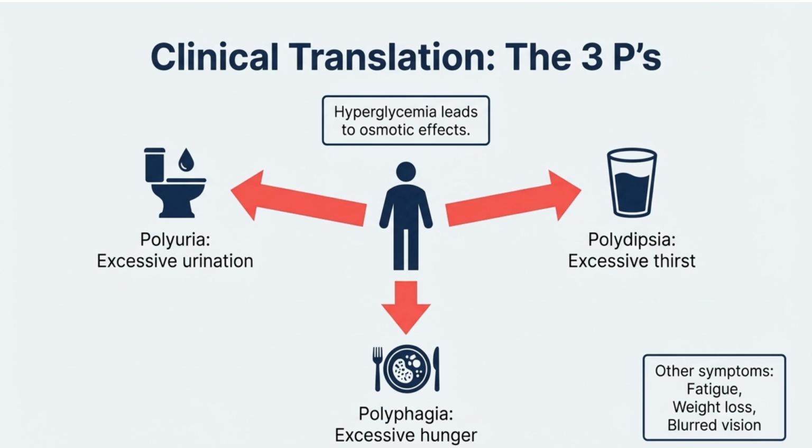A clinical translation of diabetes symptoms are the 3 Ps. Hyperglycemia leads to osmotic effects, causing polyuria or excessive urination, polydipsia or excessive thirst, and polyphagia or excessive hunger. Other symptoms include fatigue, weight loss, and blurred vision.